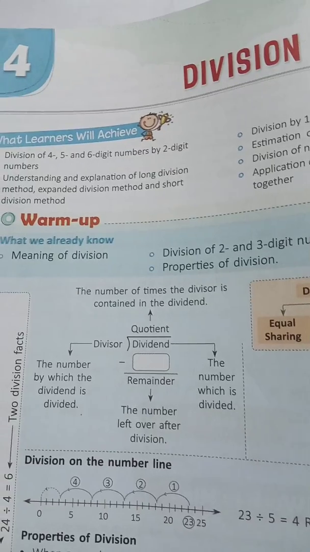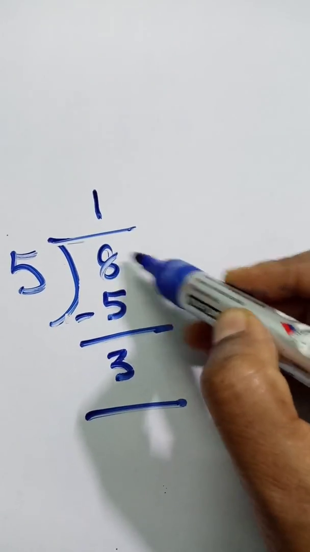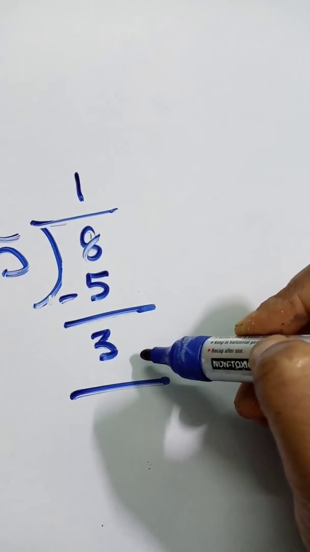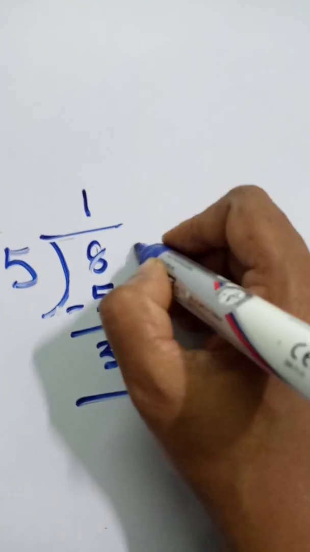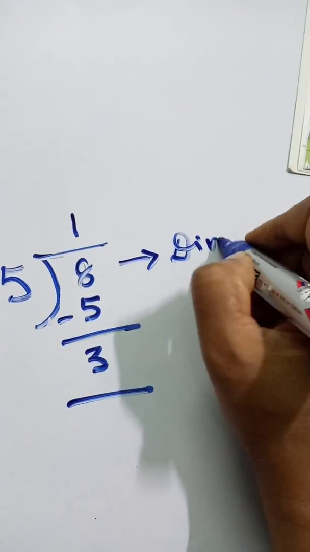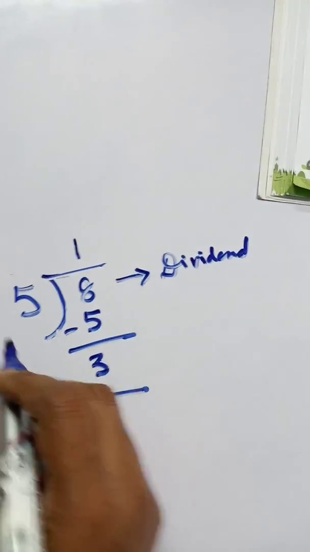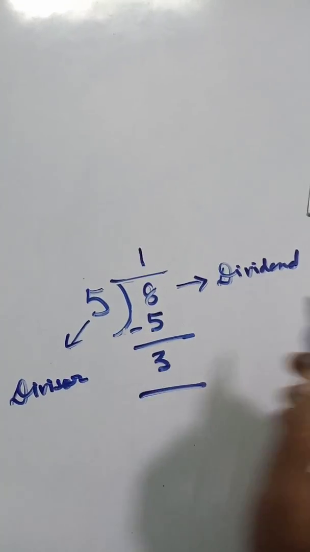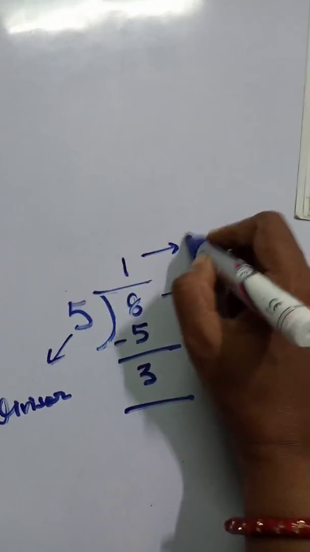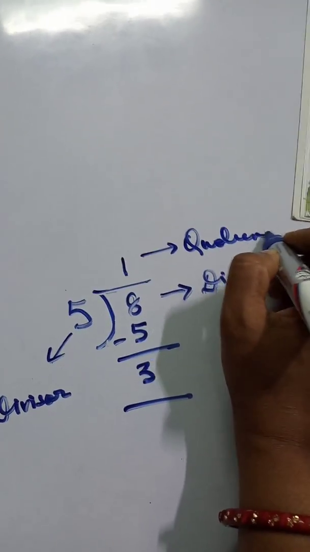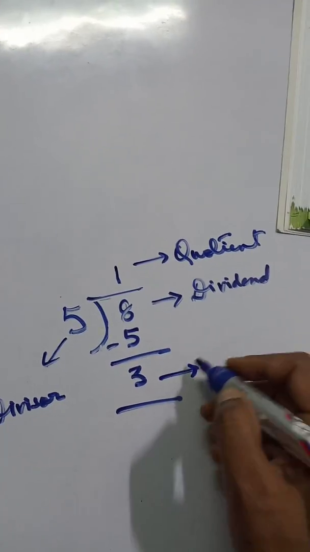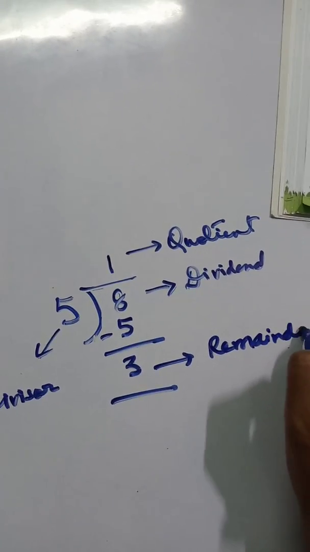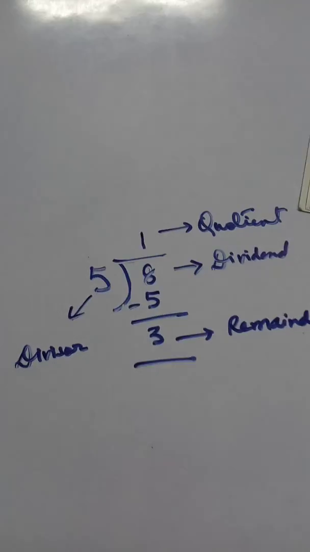Let's take an example, children. Suppose we are dividing 8 by 5. So 5 ones are 5 and 8 minus 5 is 3. So children, this 8 is the dividend. We are dividing by this 5, so this 5 is our divisor. Now this 1 is our quotient. And this 3 is the leftover number. This is called the remainder. Clear, children?